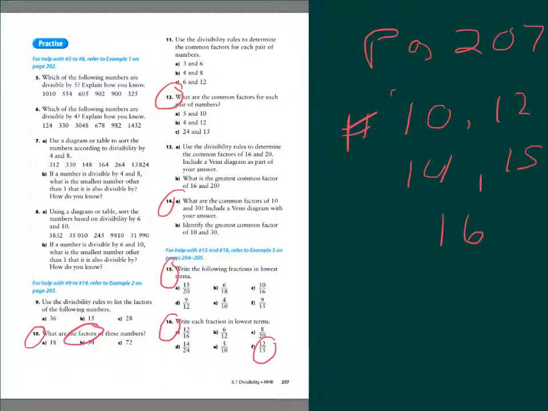For question 14, it asks you to include a Venn diagram. If you're comfortable using a Venn diagram, you can, but you don't have to. As long as you find the common factors of 10 and 30 using any method you like, that's fine, and eventually you have to find the greatest common factor, the GCF, as well.